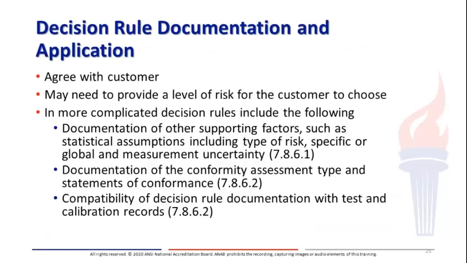And more complicated decision rules include the following: documentation of supporting factors such as statistical assumptions, including the type of risk, specific or global, and measurement uncertainty. Documentation of the conformity assessment type and statements of conformance, and compatibility of the decision rule documentation with the test and calibration records.